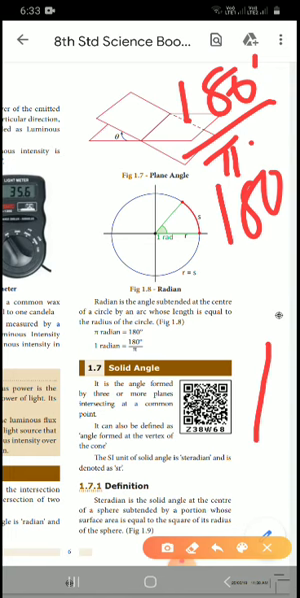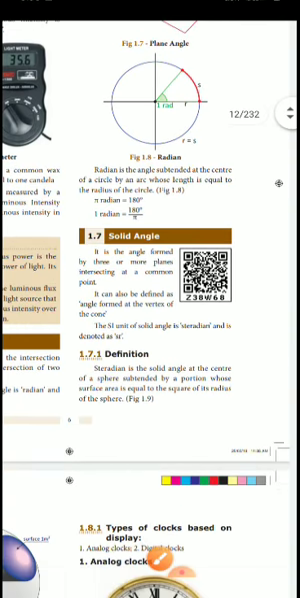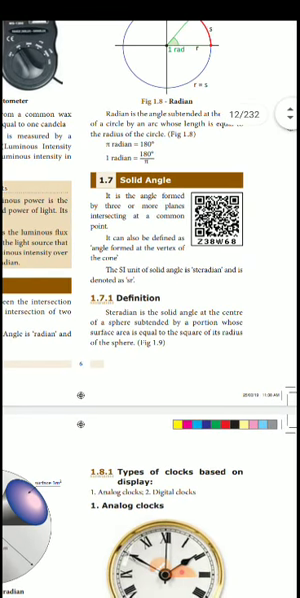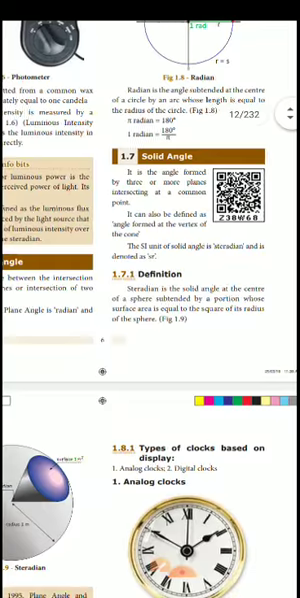Next, the solid angle. What is the solid angle? It is the angle formed by three or more planes intersecting at a common point. It is called the solid angle. The SI unit of solid angle is the steradian, denoted as sr. The definition of a steradian is the solid angle at the center of a sphere subtended by a portion whose surface area is equal to the square of the radius of the sphere.